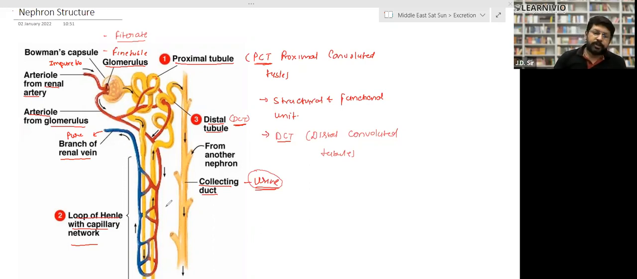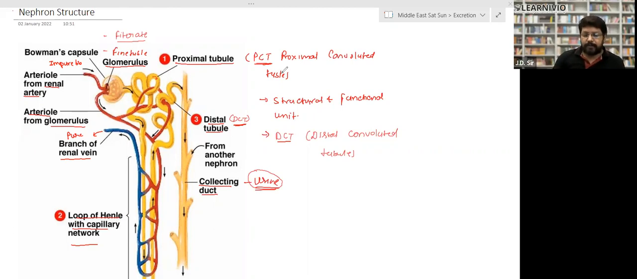Please take a screenshot and put the heading: function of nephron and urine formation. Please start noting down, jot down.